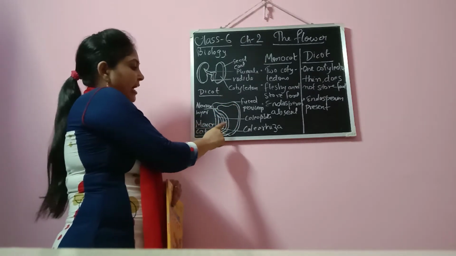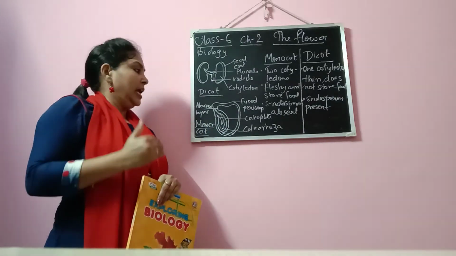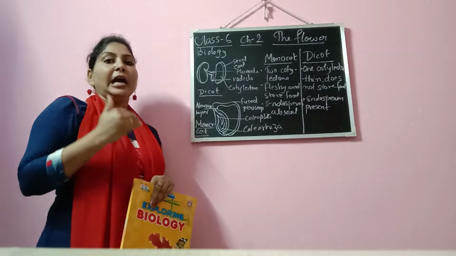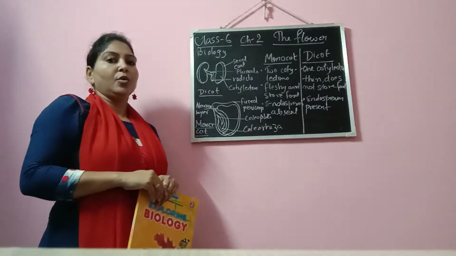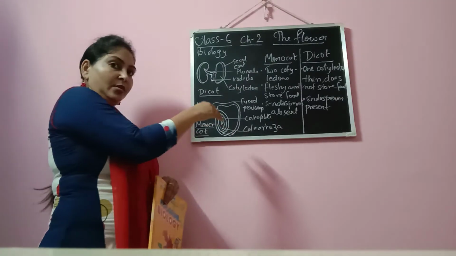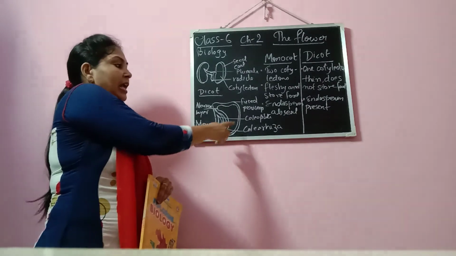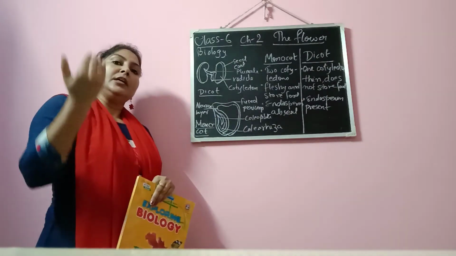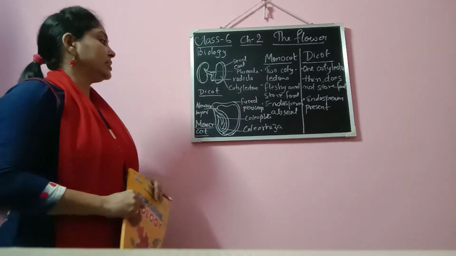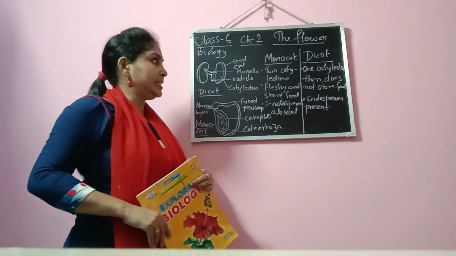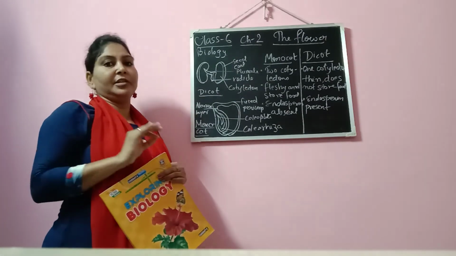Fine. Then in the embryo we have again the plumule and radicle present. Now this plumule and radicle are being protected by coleoptile and coleorhiza. Coleorhiza is a thin sheet which protects the radicle, and coleoptile is a protective layer which protects the plumule. Okay. So this is the structure of monocot seed.